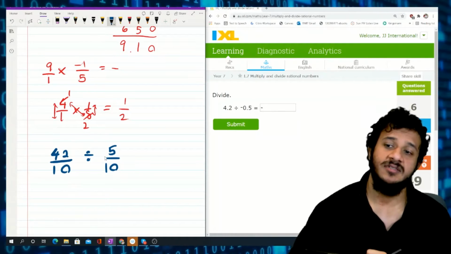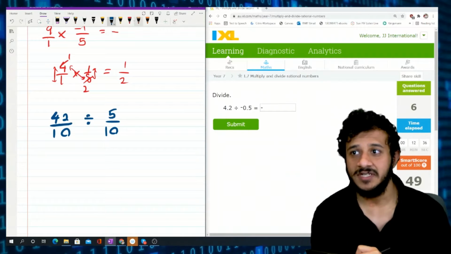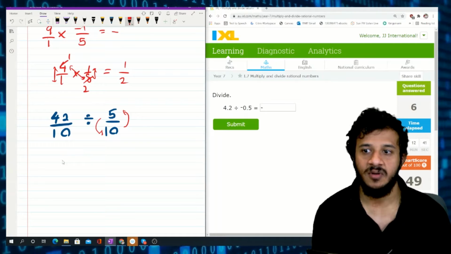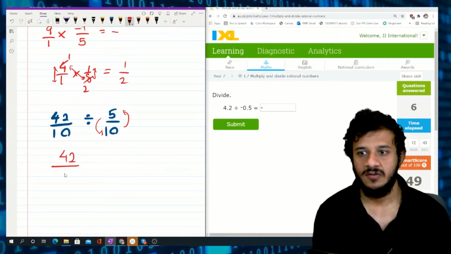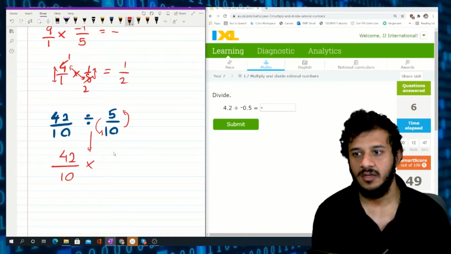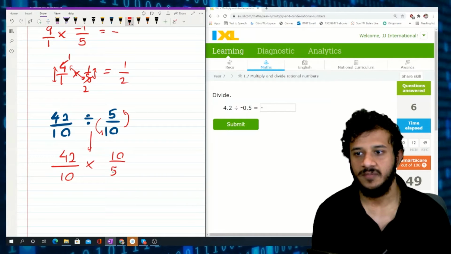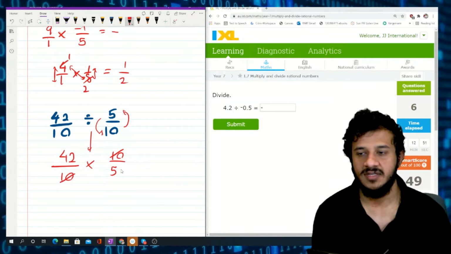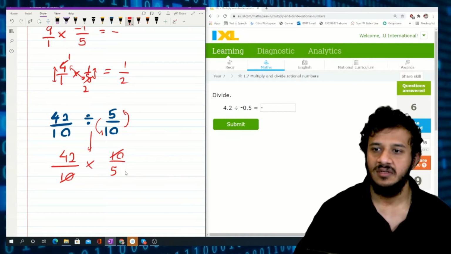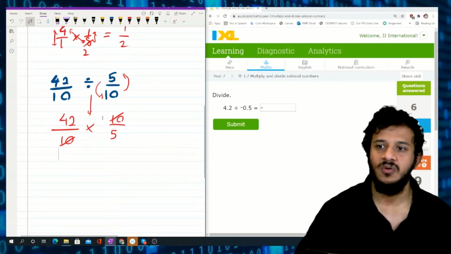In fractions, division will become multiplication when the right hand side fraction goes upside down. So we get 42 divided by 10 multiplied by 10 over 5. Start to simplify this, and that's pretty much it I can do. I can't do anything more than that. Then 42 over 5.